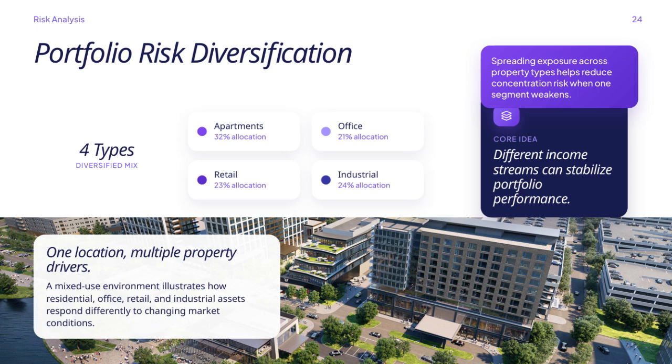The core idea behind this diversified mix is that having different income streams helps to stabilize overall portfolio performance because these asset types react differently to market changes. By spreading exposure across various property types, we effectively manage portfolio risk and reduce concentration risk, ensuring that if one segment weakens, the entire portfolio isn't overly impacted. This thoughtful approach to diversification is key to maintaining steady returns in a fluctuating market.